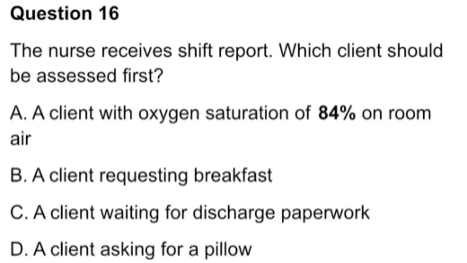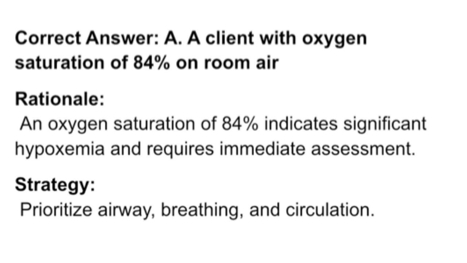Question 16. The nurse receives shift report. Which client should be assessed first? A. A client with oxygen saturation of 84% on room air. B. A client requesting breakfast. C. A client waiting for discharge paperwork. D. A client asking for a pillow. Correct answer, A. A client with oxygen saturation of 84% on room air. Rationale. An oxygen saturation of 84% indicates significant hypoxemia and requires immediate assessment. Strategy. Prioritize airway, breathing, and circulation.